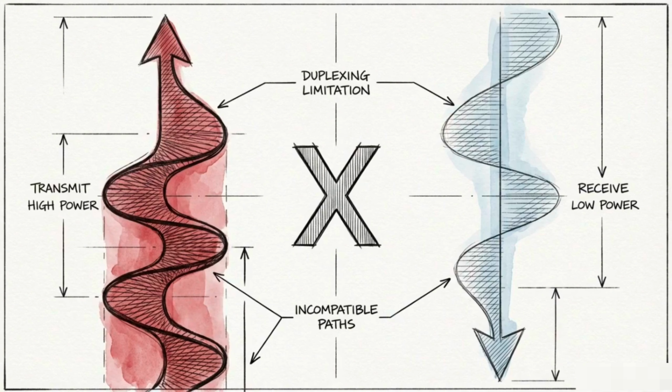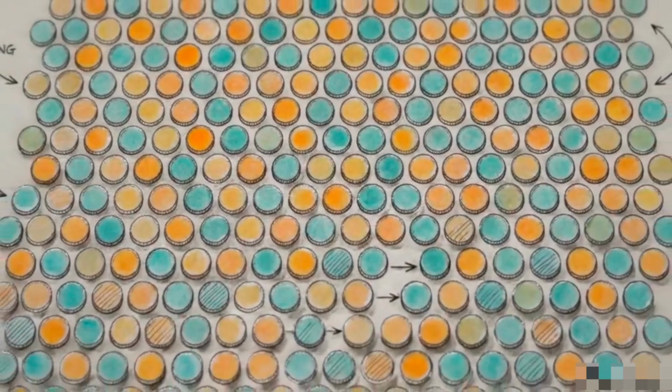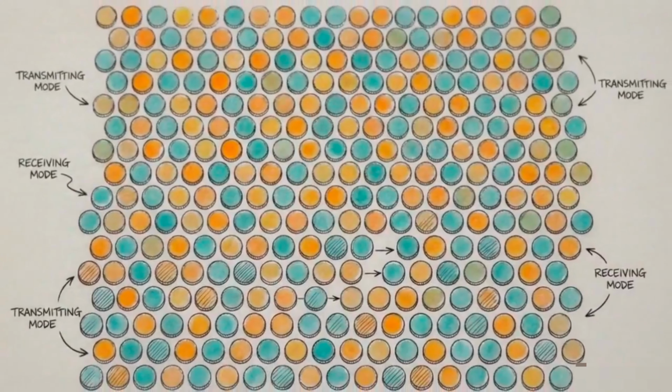There is one final operational limitation. The physical array cannot transmit a high-power beam and receive a faint signal from orbit at the same time. To manage this, engineers use time division duplexing. This rapidly toggles the entire board back and forth between exclusively transmitting and exclusively receiving modes.